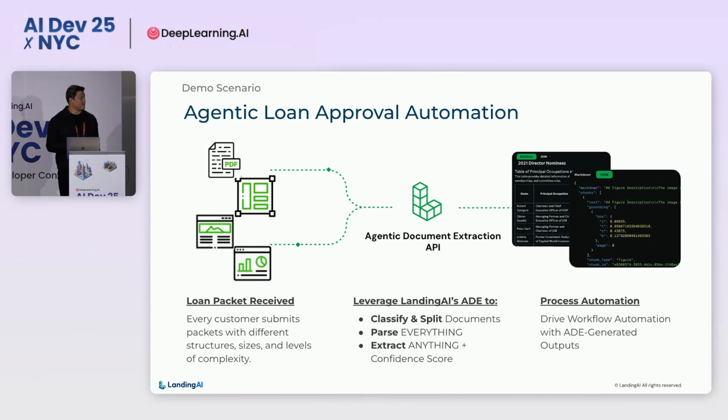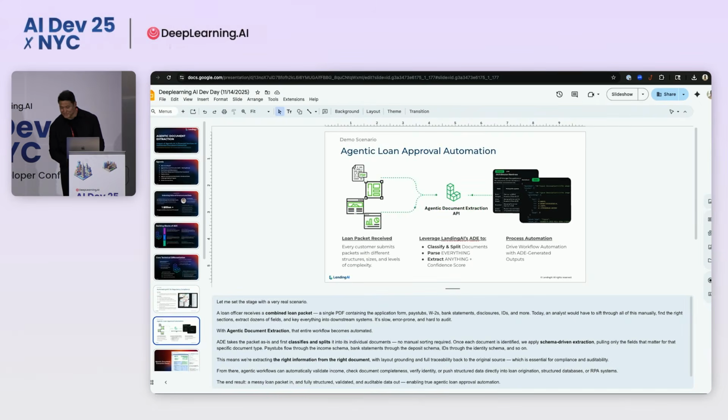Okay, so the end result hopefully is clear. A messy loan packet comes in, and we fully structurize it, validate it, and auditable data comes out of agentic document extraction. So again, enabling that true agentic loan approval automation process. So with that said, I will jump into the demo.